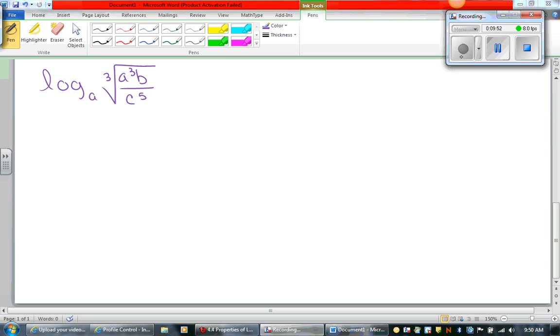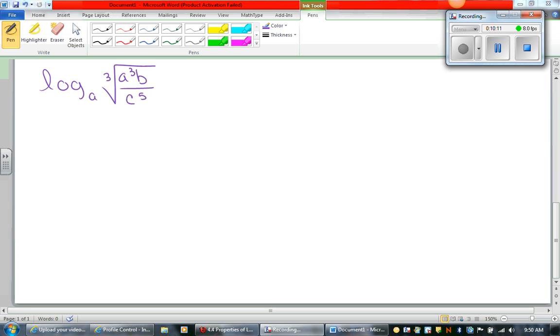Okay, so the next one that we're going to expand is log base a of the cube root of a cubed times b divided by c to the 5th. Now, the first thing that I need to deal with here is that radical. It's in the way. I can't get to what's in the radicand without first removing that radical.